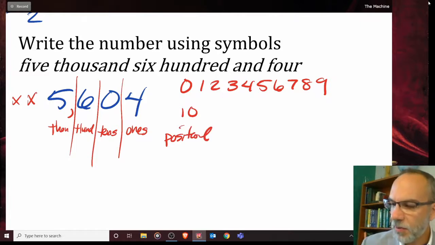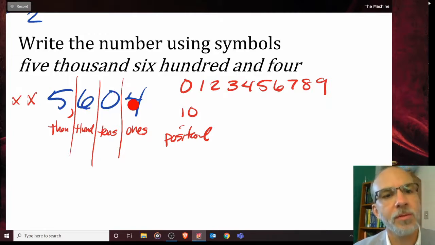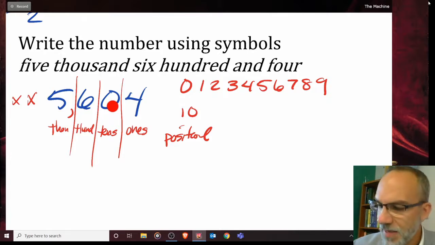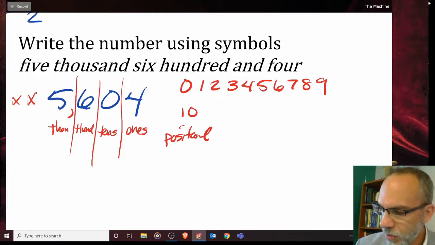If I did not put a 0 right here, and I just wrote 564, that would mean a different number than 5,604. It would mean 564. I have to put a 0 there to hold that space. That's going to be crucial later on in algebra. Be careful with your symbols, particularly 4s and 5s and 6s.